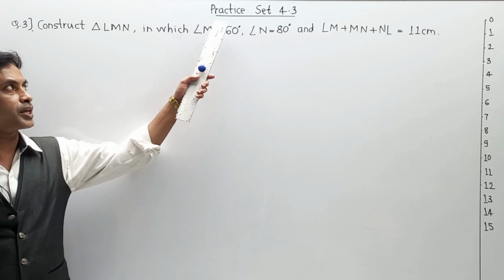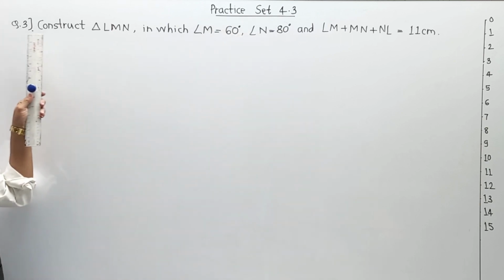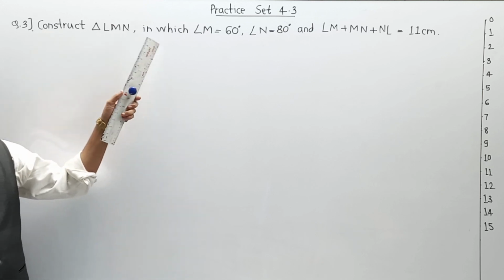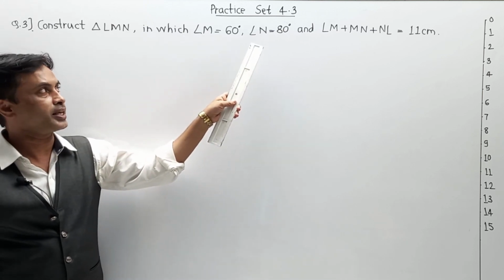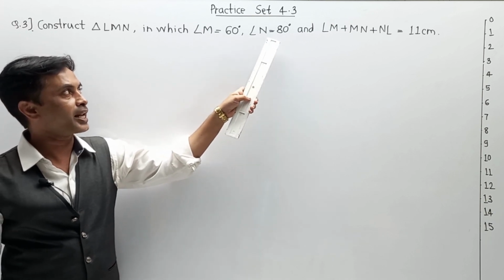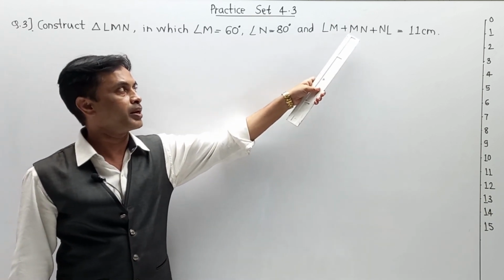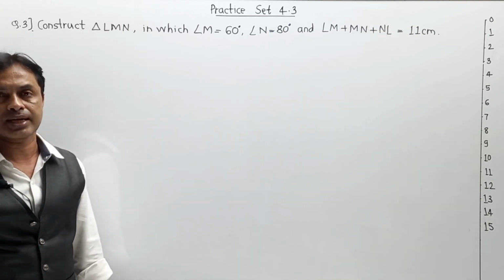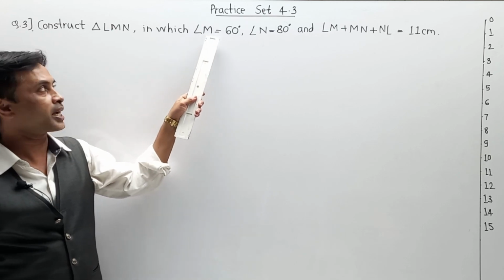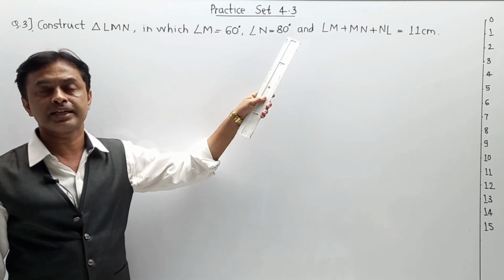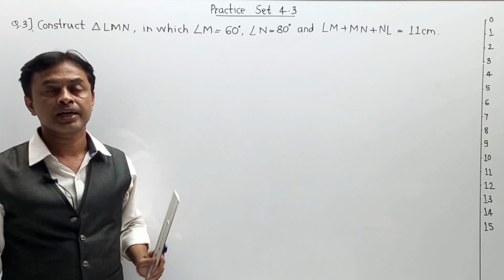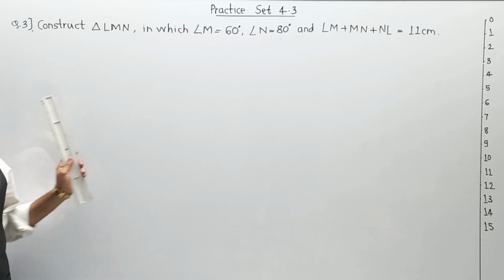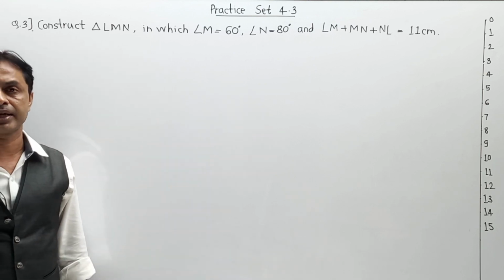Now we are moving to the third question of practice set 4.3, and the question is: construct triangle LMN in which angle M is 60 degrees, angle N is 80 degrees, and LM plus MN plus NL is 11 centimeters. Means its perimeter is 11 centimeters. Remember, they have given angle M as 60 degrees and angle N as 80 degrees. So definitely we are going to take them at the bottom. Naturally point L will be at the top position. First of all, we are going to draw a rough diagram and then we are moving to the main diagram. So please pay attention.